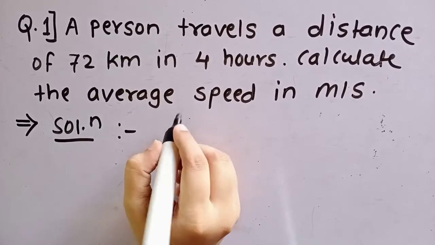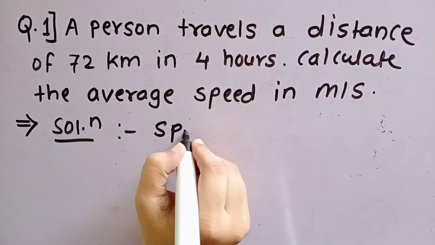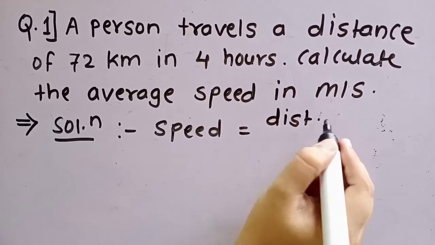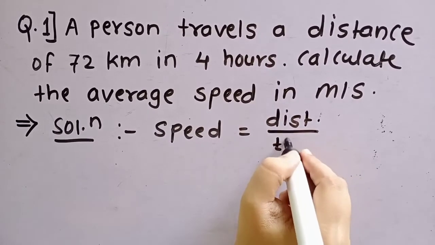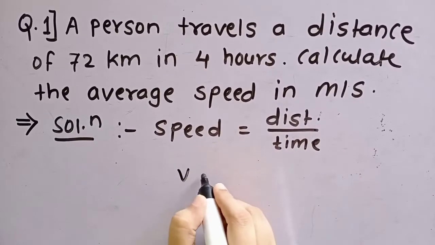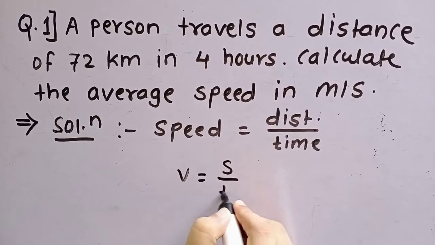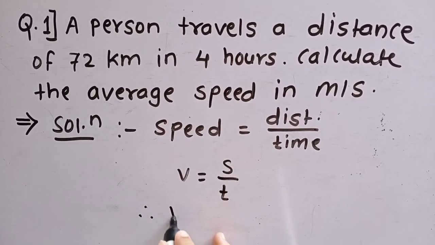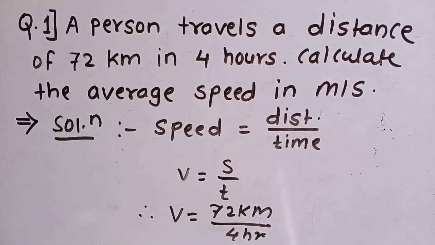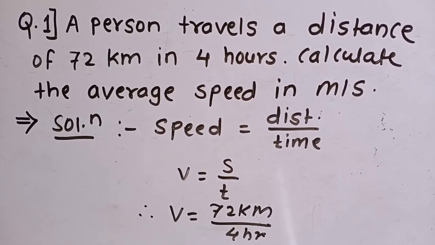Solution: formula, speed is equal to distance covered upon total time taken. You have to write in full words. So here V is equal to S upon T. Therefore, V is equal to 72 kilometer upon 4 hours. In meter per second they asked. Yes or no? So you have to convert this into meter per second.